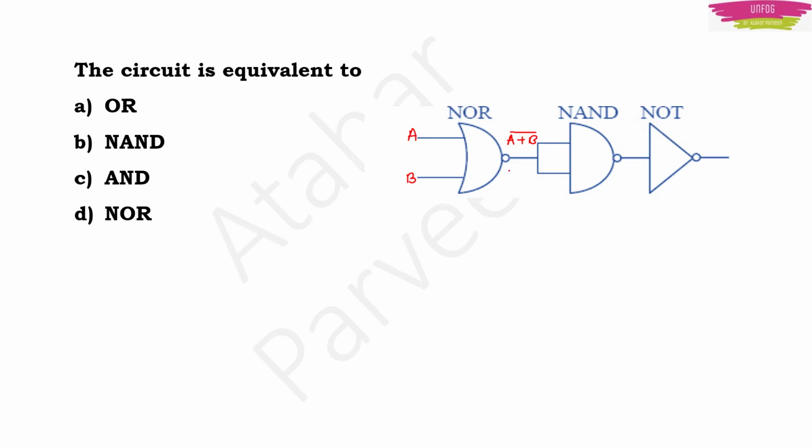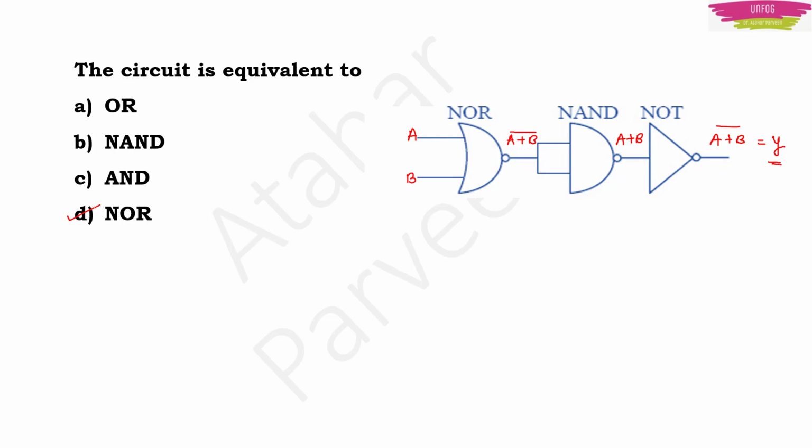Now NAND gate here is nothing but a NOT gate, isn't it? It will give the complement of the input. Your input is (A plus B) complement. So your output will be A plus B. Now this A plus B is the input for a NOT gate. So the output of this NOT gate will be (A plus B) complement. So basically with your input as A and B, your output is (A plus B) complement. (A plus B) complement as output is only for NOR gate. So the option is D. The right answer is the NOR gate.